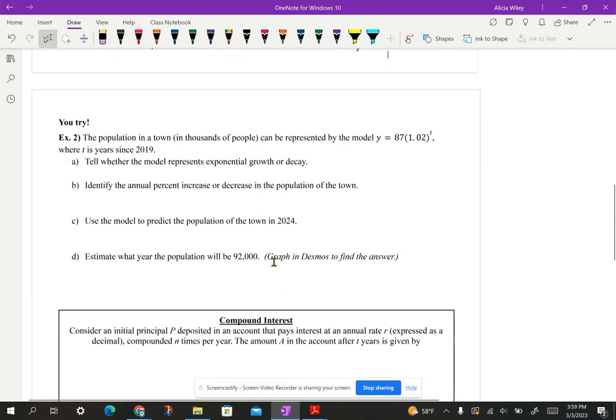Go ahead and use Desmos to help you find that answer. Okay, so here is a you try. So I want you to go ahead and give this one a try on your own. So you're going to need to pause that video. And when you unpause it, you'll get to see all your answers to check to see if you're doing it correctly.